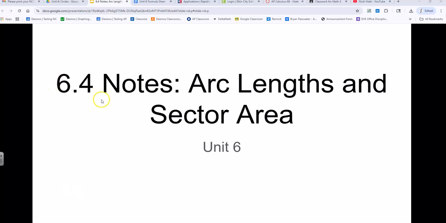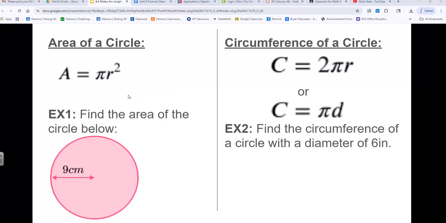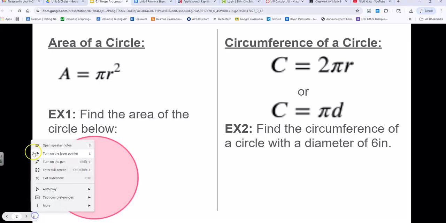Alright, in this section we are going to look at arc lengths and sector areas. So the first thing that we need to do is look at just area and circumference of a circle. These should be review for you guys. Our formula for the area of a circle is pi times the radius squared. So we just have a very simple example to do here at first.